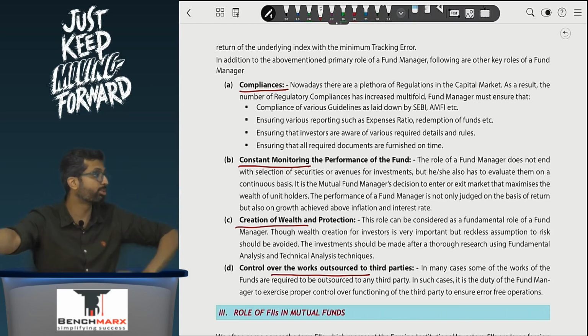So I have outsourced work to third parties. I have to see that these third parties to whom I outsource are properly following procedures or not.